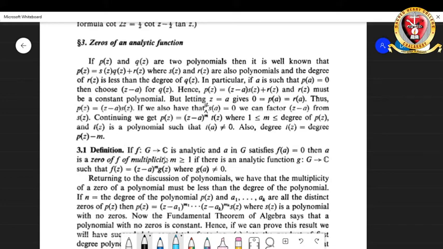So the next definition is how we define zero of a function with a particular multiplicity. Suppose we have a function f from G to C, which is analytic, and a is a point inside G satisfying f of a is equal to 0. Then a is a zero of f of multiplicity m greater than or equal to 1 if there is an analytic function g from G to C such that f of z is equal to z minus a the whole raised to m into g of z, where g of a is not equal to 0. So that is the definition of zero of f with multiplicity m.